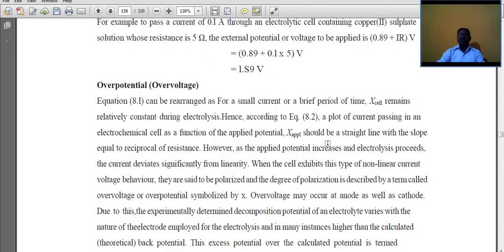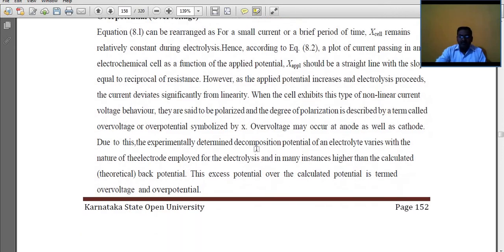The overpotential or overvoltage. The overvoltage may occur at the anode as well as the cathode. Due to this, the experimentally observed potential depends on the nature of the electrode employed for the electrolysis, and in many instances is higher than the calculated back potential.